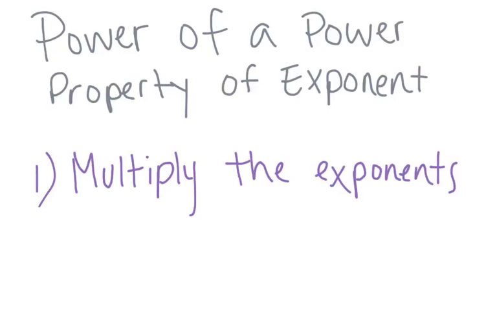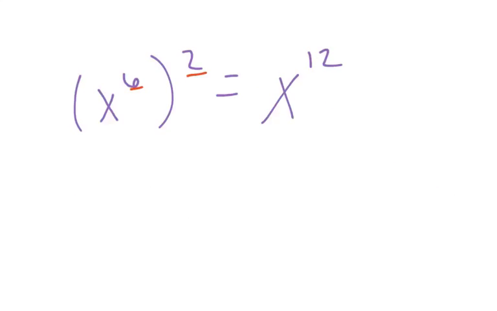Another rule is the power property of exponents. If a base is being raised in parentheses, then you multiply the outer exponent. In this case, 6 times 2, which equals 12.